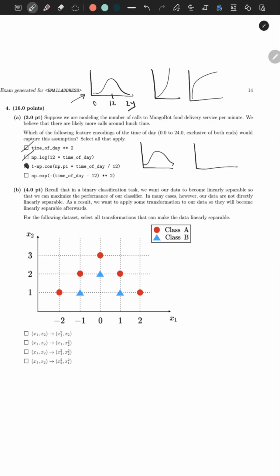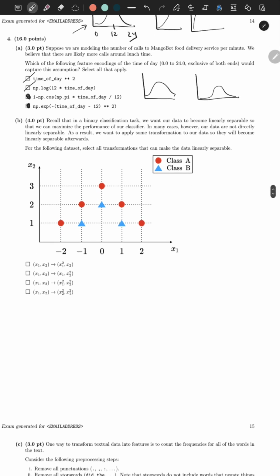And then for the fourth option, when we have e to the power of negative time of day minus 12, squared, this one looks something like this, where we have a smaller peak in the middle, but it's still a peak around 12. And we never specified what the calls were like around 0 and 24. We just know that it should be greatest at 12, and this graph matches as well. So option 4 would also be correct.